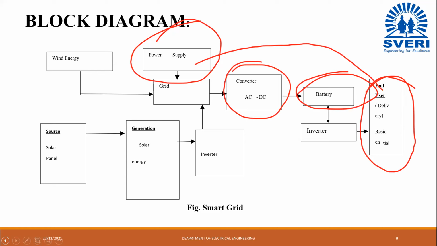So now it is clear to me that whenever demand is more, your battery will supply to the end consumer. And when demand is less, your battery will get charged, right?